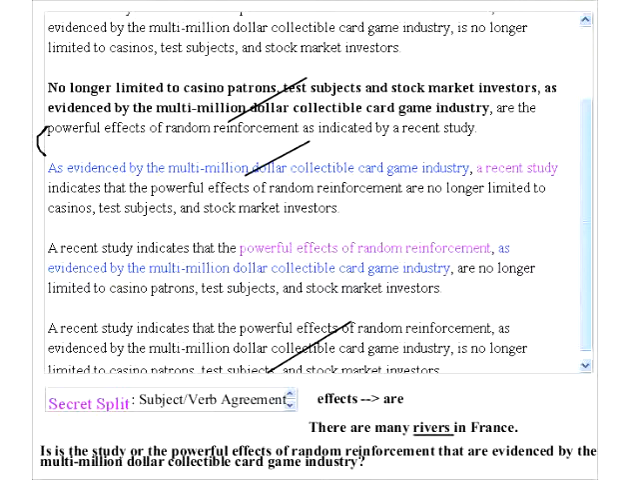Yeah, well, we seem to have mostly agreement. And it's absolutely the effects, because the study itself is actually indicating the effects. So that's not evidence of, the card game industry doesn't show that evidence in itself. What it is, is that the powerful effects of random reinforcement have been evidenced by the multi-million-dollar collectible card game industry.